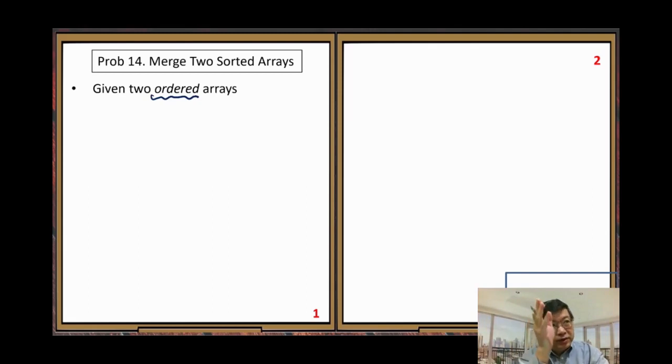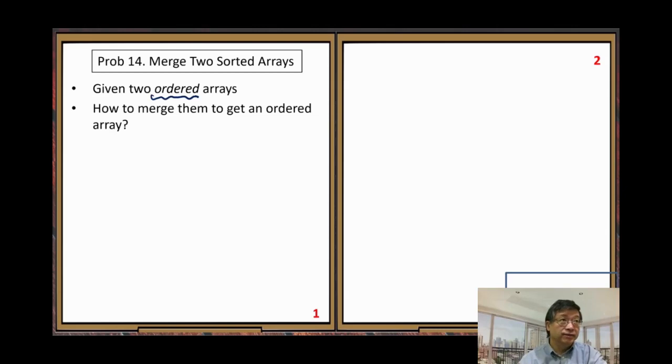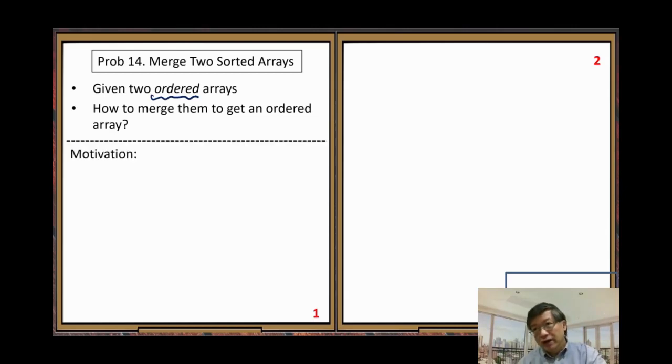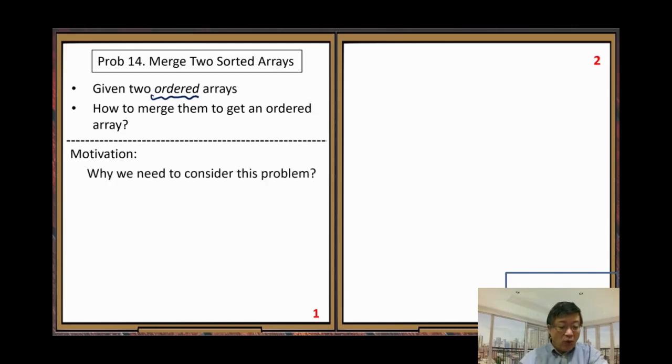Then we need to do this. How to merge them to get an ordered array. Pretty simple, right? The question is why we need to solve this problem, right? So let's look at the motivation first. Why we need to consider this problem? There must be some important reason behind it, right?